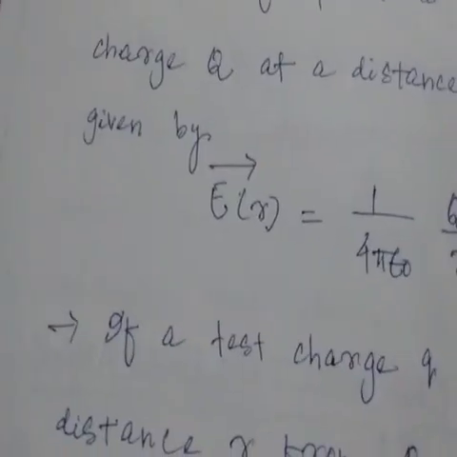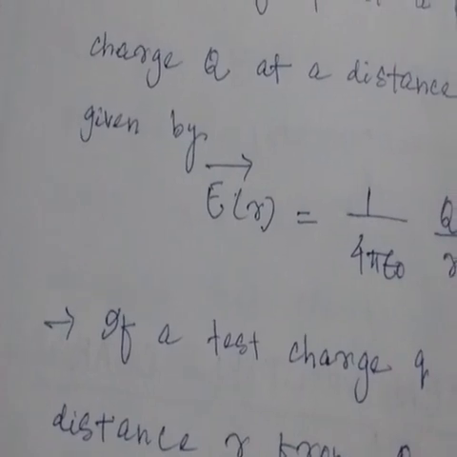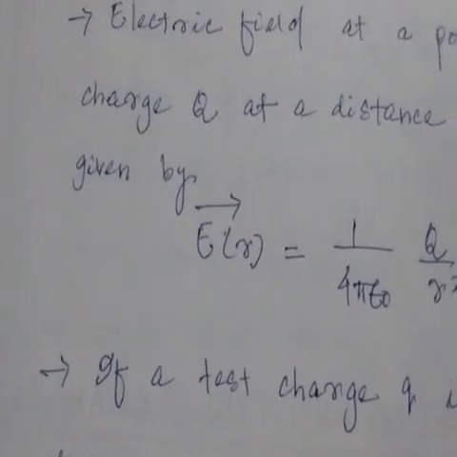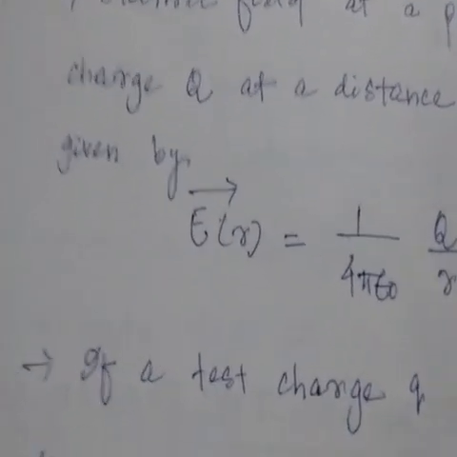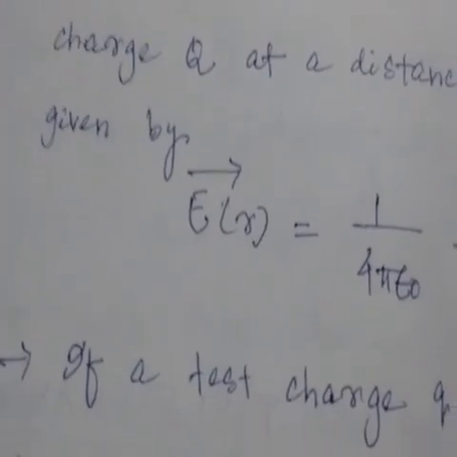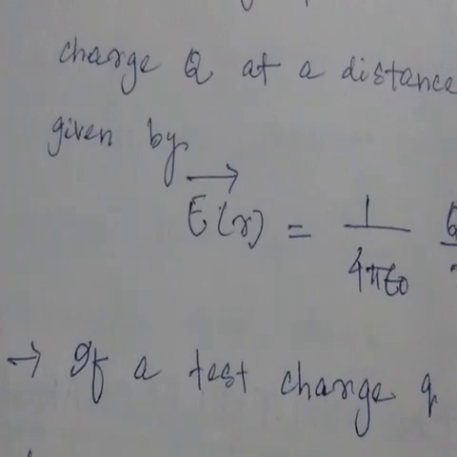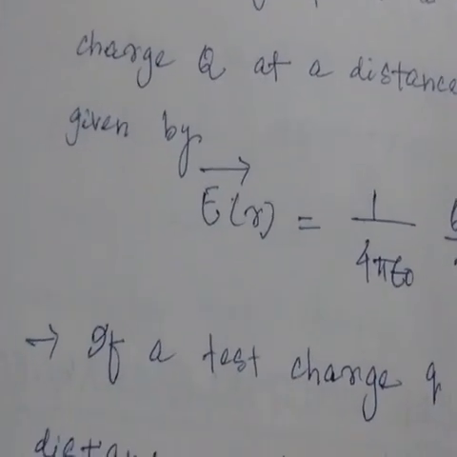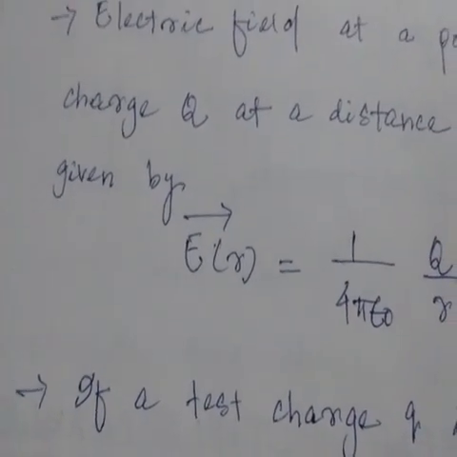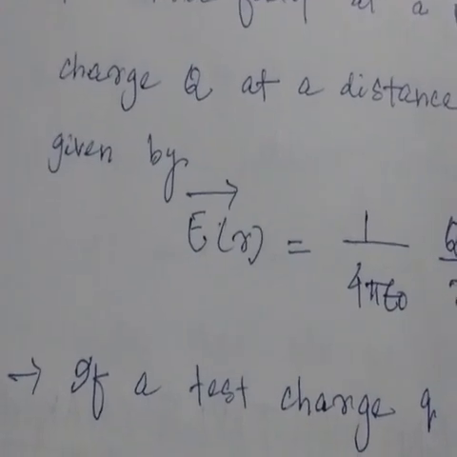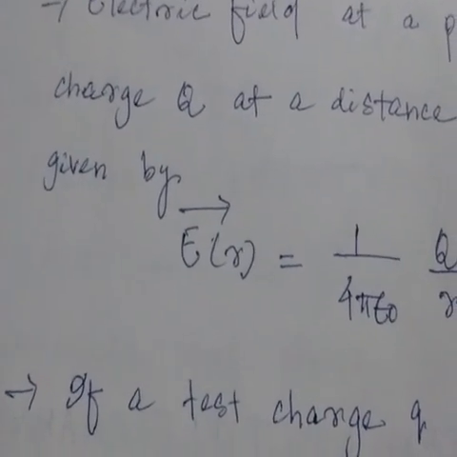Here the E is called electric field, but that is a casual name. Actually this is called electric field intensity. Electric field intensity is nothing but the measure of the electric field at a point. So casually we call it electric field, but actually it is electric field intensity.